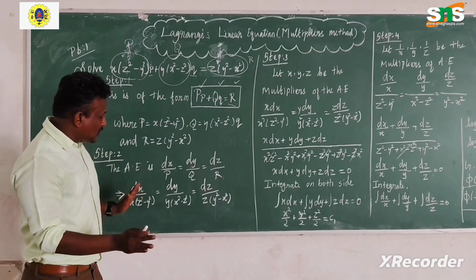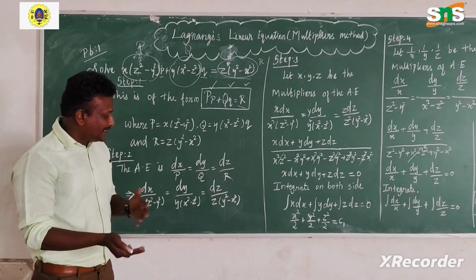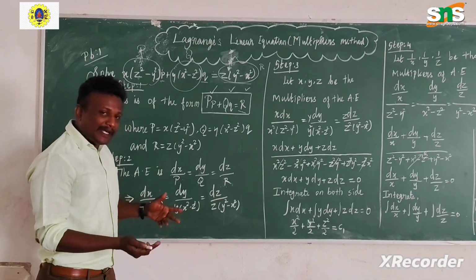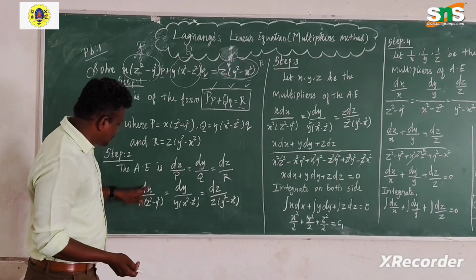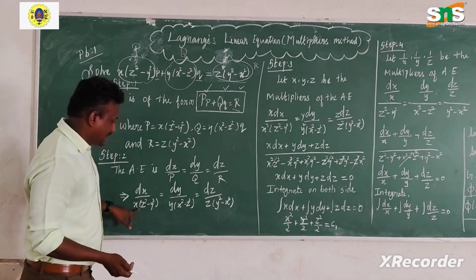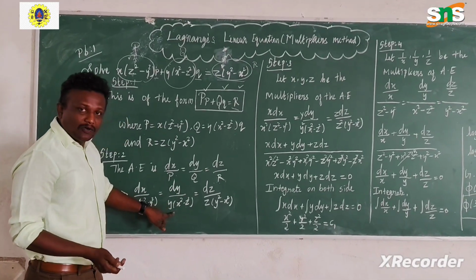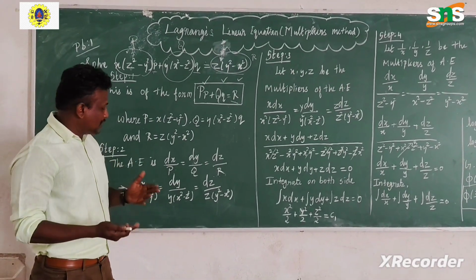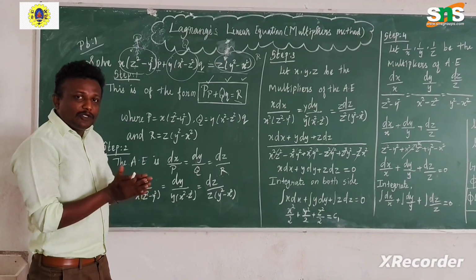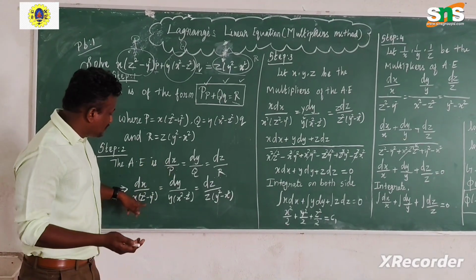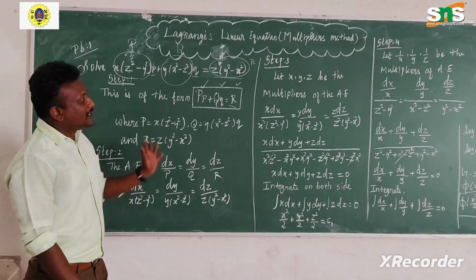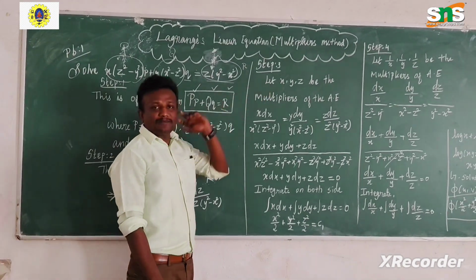So the variables are not separated and you cannot separate the variables, which means that here you should have only dx by x, or in terms of x, dy, which means in terms of y only you should have. If you have that, you can use the grouping method. If you do not have that, then you can go with the multiplier method. Let's come to the multiplier method in step 3.